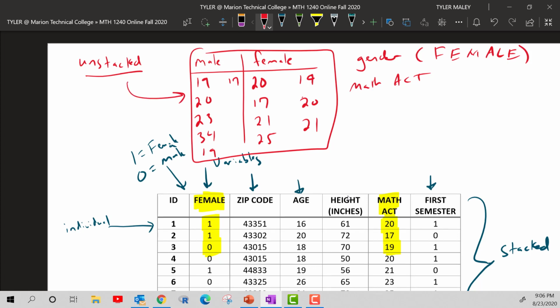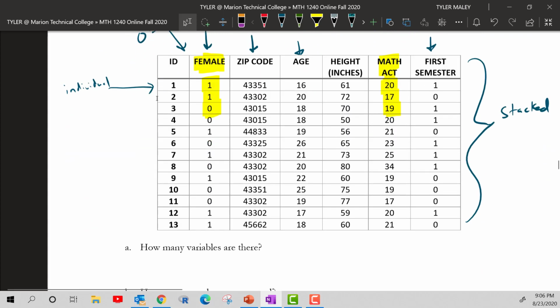So you'll notice that the unstacked format really isn't very useful, right? And also it's kind of annoying because you're limited with the number of variables that you can have. So a big pro to storing things in the stacked format is I can add more people and more variables pretty easily, and I can have as many of those as I would like.